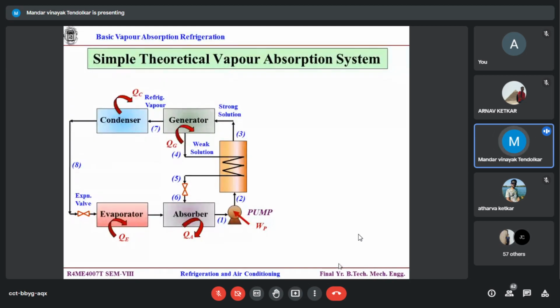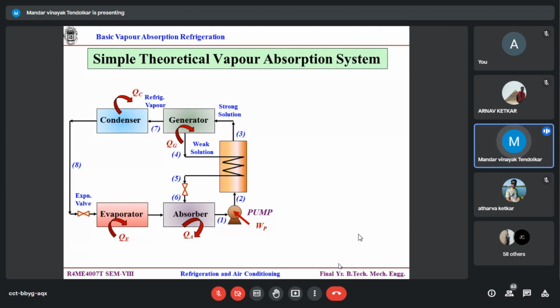Now let us go for the thermodynamic analysis. This is the system, correct? Condenser, throttle, and evaporator as they are. QC is heat rejected, QE is heat absorbed, in the condenser and evaporator. The extra or substitute part is where the compressor is replaced with the absorber, generator, and even some intermediate heat exchanger.